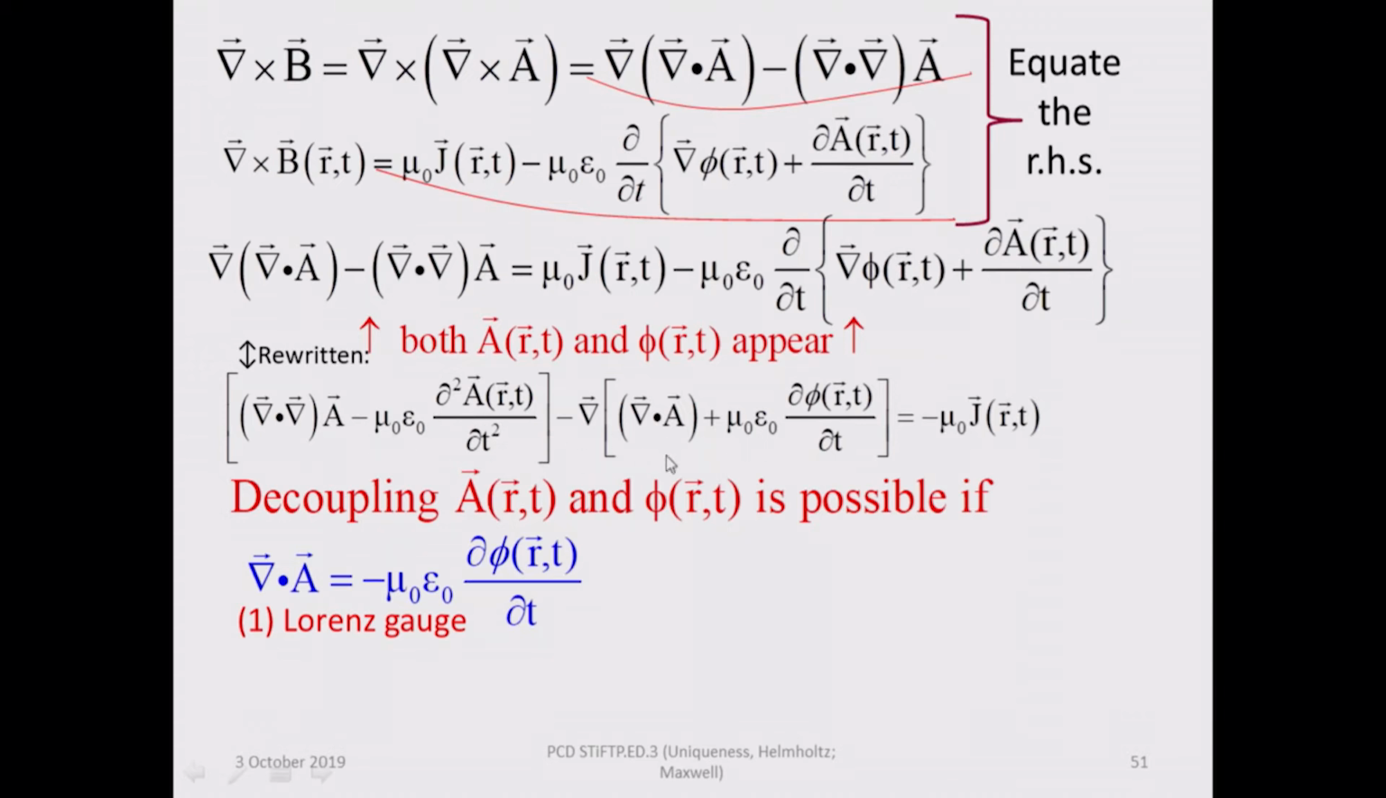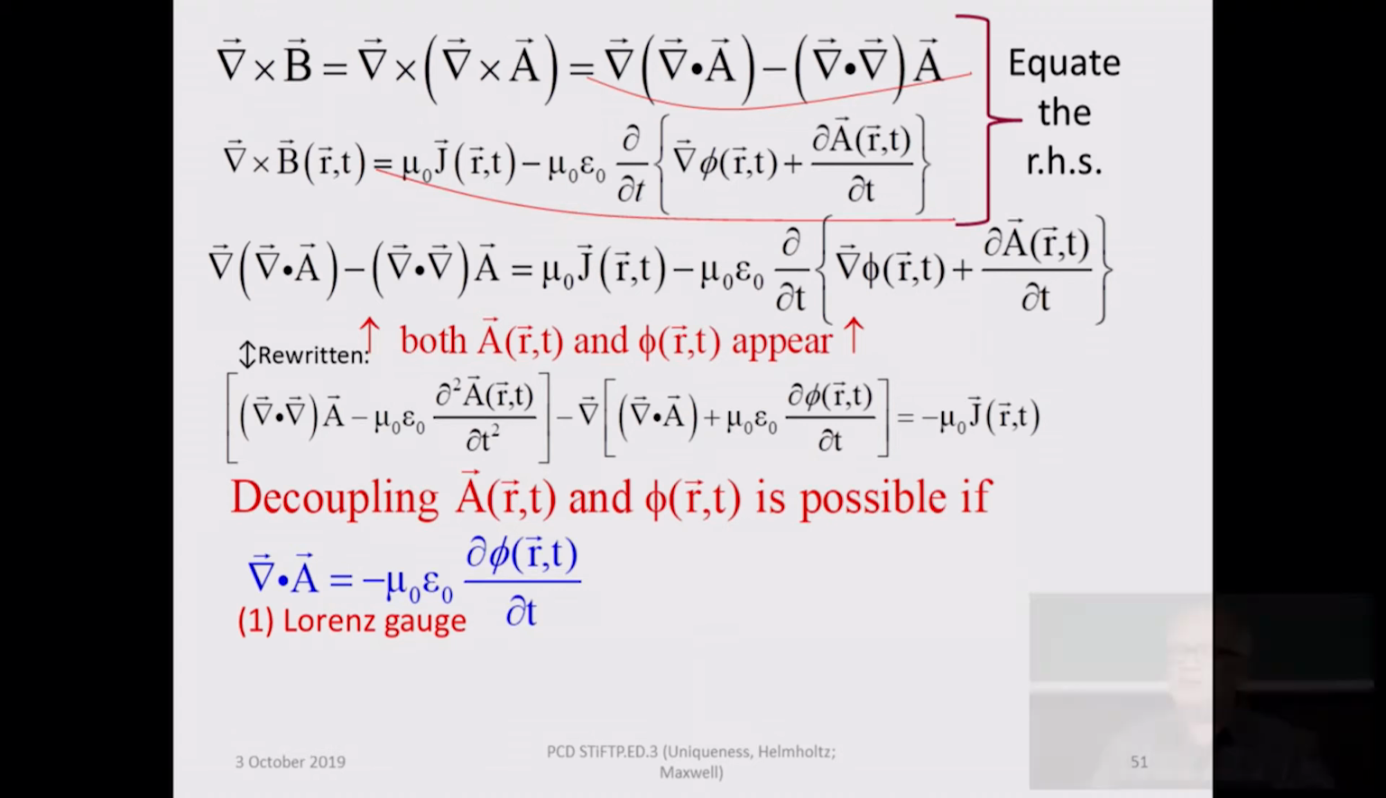And now, when I look at this, I find that if this second term goes to 0, then I am left with an equation only for this side, and this one does not have phi. So, I have decoupled A and phi. By choosing this second term to be 0, how do I do that? I put del dot A equal to minus mu 0 epsilon 0 del phi by del t. If I choose the divergence of A, can I do that? Yes.